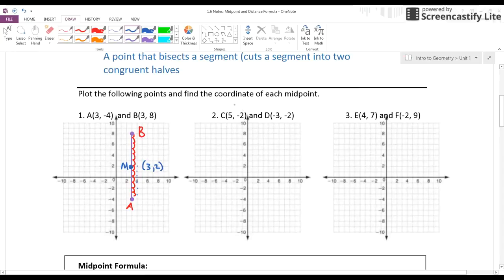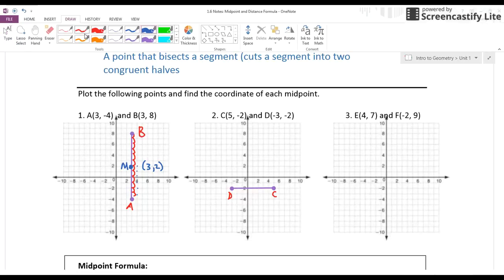Okay, you can do the same thing for number 2. So go ahead and plot your points. (5, -2) for C, (-3, -2) for D, and see if you can figure out that midpoint just by looking at your diagram. Okay, so again, plot your points and label your points. Hopefully we see C and D right here, (5, -2) and (-3, -2). And what do you think that midpoint is going to be?